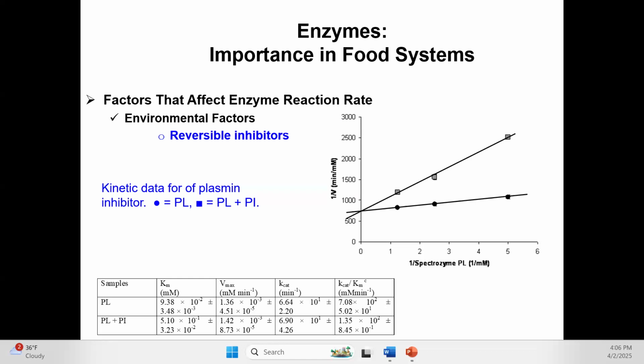But what you want to look at is Km changed, but Vmax stayed the same. So with the inhibitor, the Km increased. Here it's times 10 to the -2, here it's times 10 to the -1. So Km increased, Vmax stayed almost the same. And then the catalytic efficiency, because the Km increased, it got reduced. So we concluded that the type of inhibition is competitive inhibition.